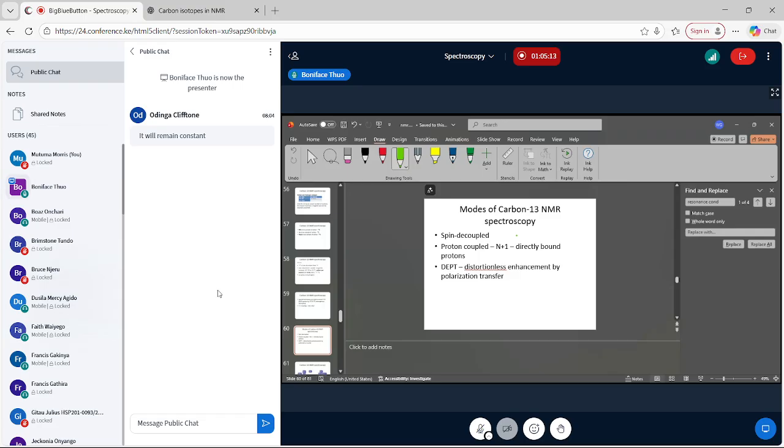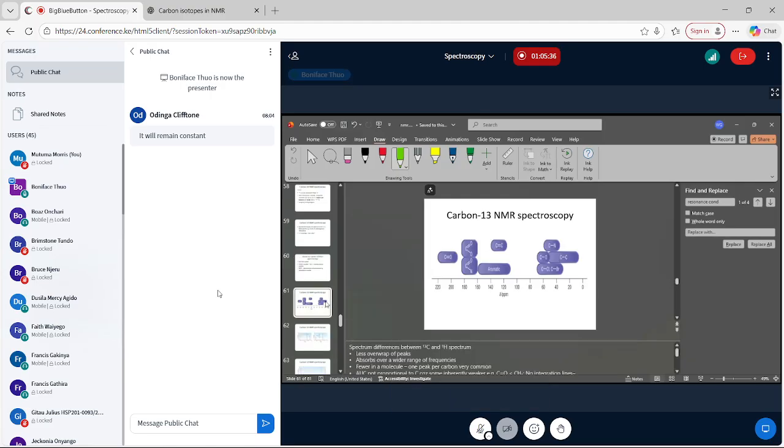Okay, what type of carbon it is, or how many hydrogens are attached to a particular carbon, are things that we will mention in due course.